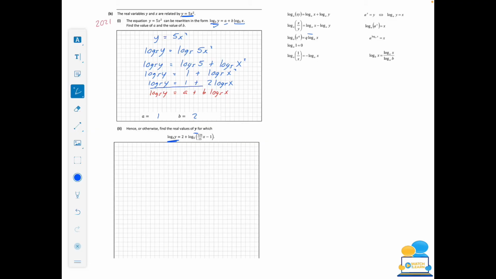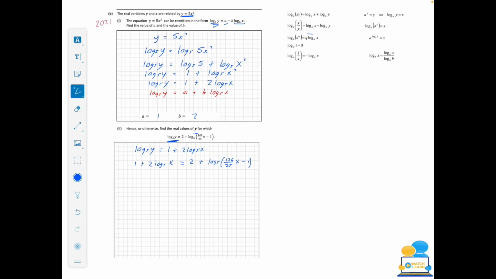So we have a log to base 5 of y here. But in the previous part, I already found that log to base 5 of y is equal to 1 plus 2 log to base 5 of x. So I'm going to change that. Anywhere I have a log to base 5 of y, I'm going to let that equal 1 plus 2 log to base 5 of x. So now I can rewrite my question as 1 plus 2 log to base 5 of x is equal to 2 plus log to base 5 of 126 over 25x minus 1.